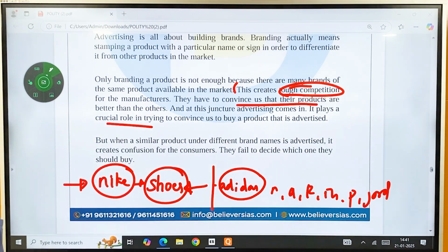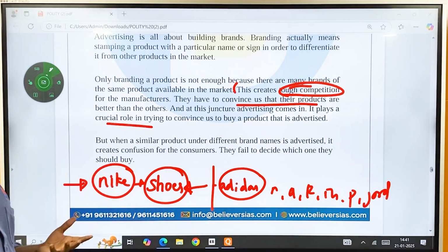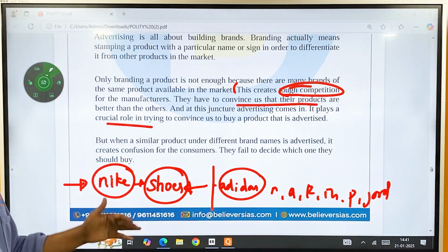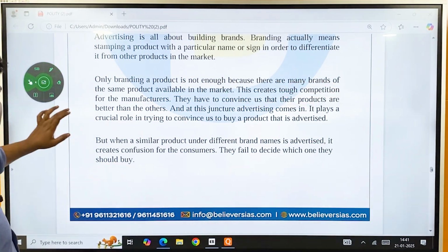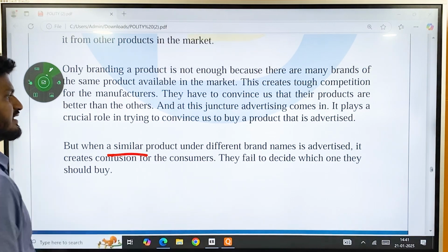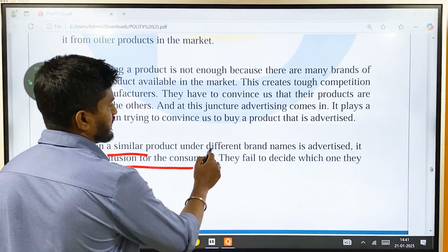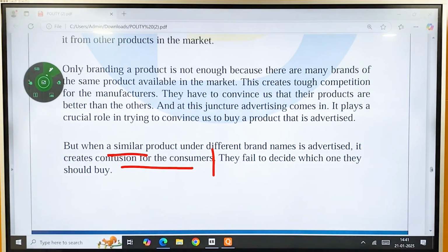Similarly with mobile phones, if there is only one company selling mobile phones, for example Apple, it doesn't need to advertise itself. But there are so many companies selling phones, Samsung, Lenovo, Redmi, Mi, etc. Then we need advertisements. But when a similar product under different brand names is advertised, it creates confusion for the consumers as well. They fail to decide which one they should buy.